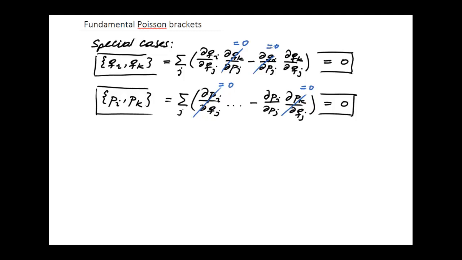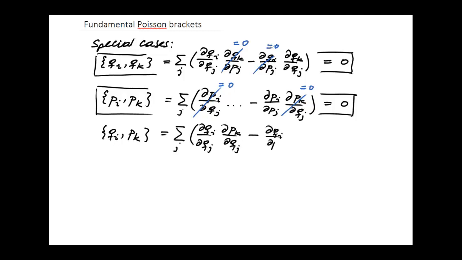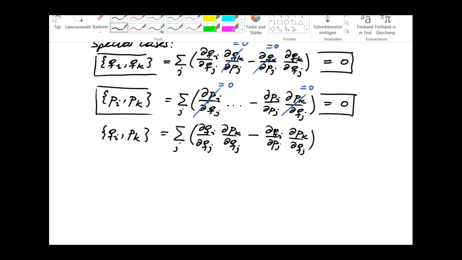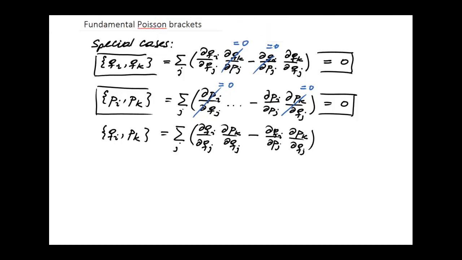There's a third fundamental Poisson bracket, and finally that's the one that does not vanish. We can look at the Poisson bracket of a position component with the momentum component, so qi pk. We have partial qi, partial qj, partial pk, partial pj, minus partial qi, partial pj, partial pk, partial qj. Now, first of all, these mixed terms here, partial q with respect to p or partial p with respect to q, these vanish for the same reason as before. But the first contribution does not necessarily vanish.